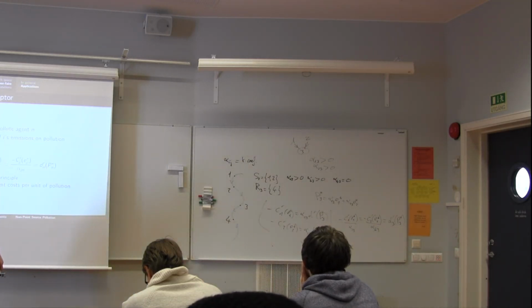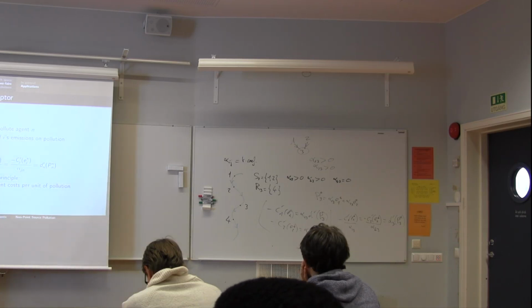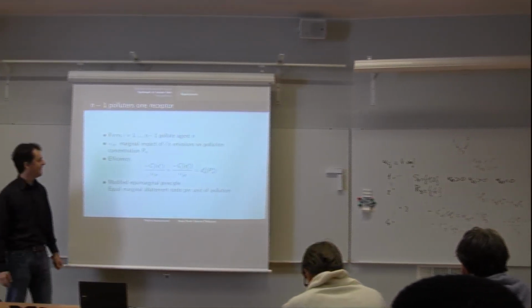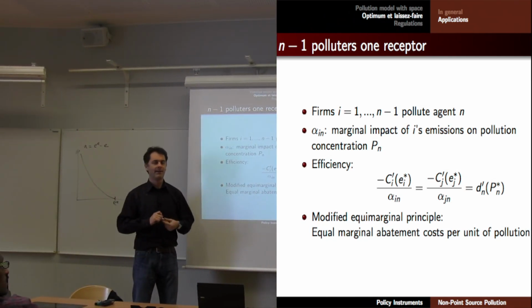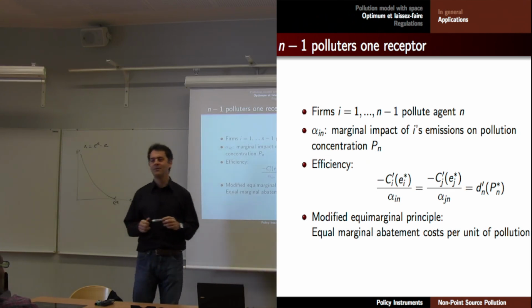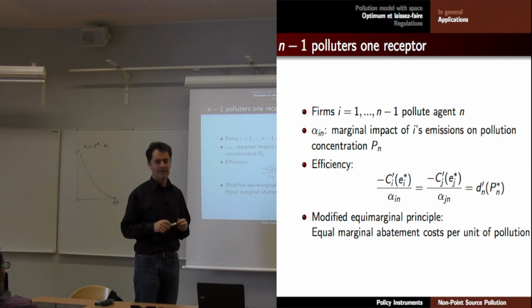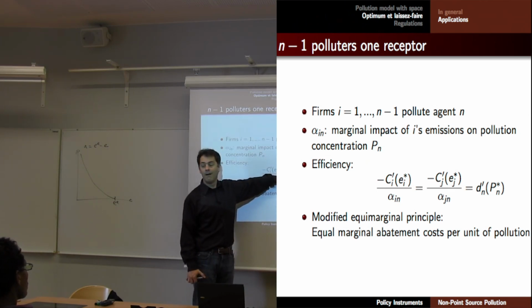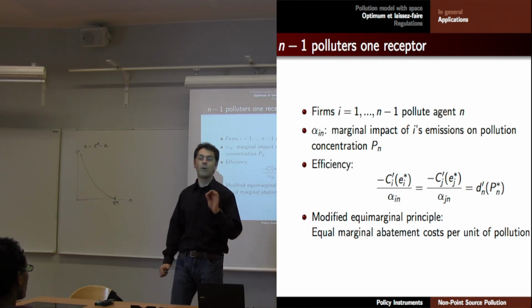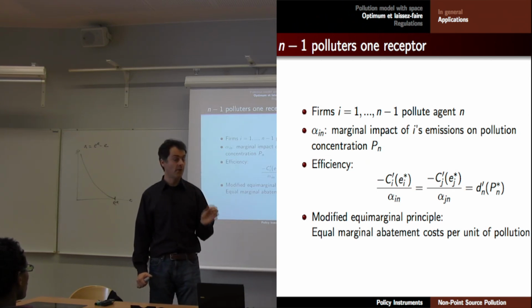Because then you can maybe recognize some general principle in environmental policy, which is the equimarginal principle. What does this equimarginal principle tell you? Forget about the transfer coefficient. What do you get? Equalization of marginal abatement cost. So efficiency requires that you should equalize marginal abatement cost across firms.